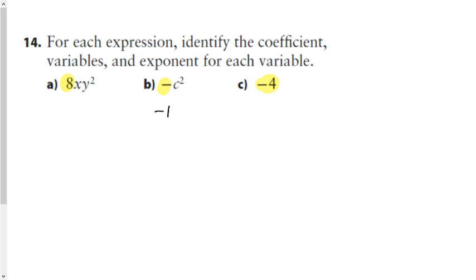Doesn't have one. Why not, Caden? Correct. A coefficient is a multiplier of a variable, and since there's no variable, there's no coefficient. The exponent, we'll do in green. Exponent of 1, exponent of 2. Exponent of 2, no exponent because it's not a variable. And then finally, what are the variables in blue? X and Y are your variables. C is your variable. There is no variable, it's just a constant.